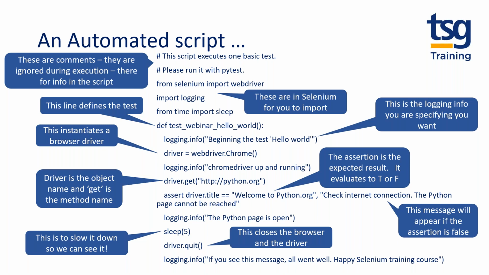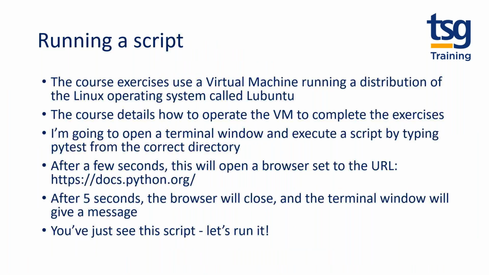Now, before we run this script, and I'm running it live, so fingers crossed, I want to give you a quick explanation of how we run scripts on the course. We use a virtual machine running a distribution of Linux operating system called Ubuntu. The course details the steps necessary to operate the VM to successfully complete the course exercises. I've already opened a terminal window, Control-Alt-T, and in a moment I'm going to execute a script by typing pytest from the current directory.